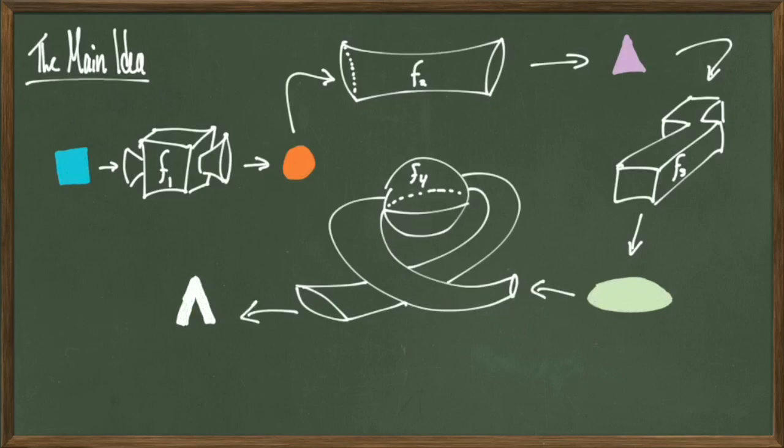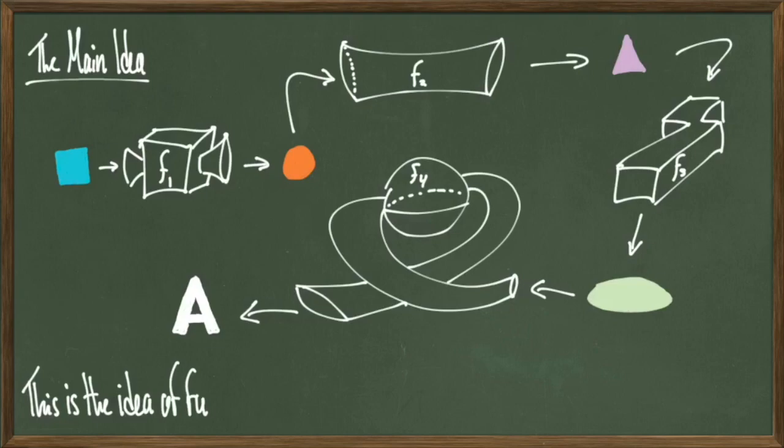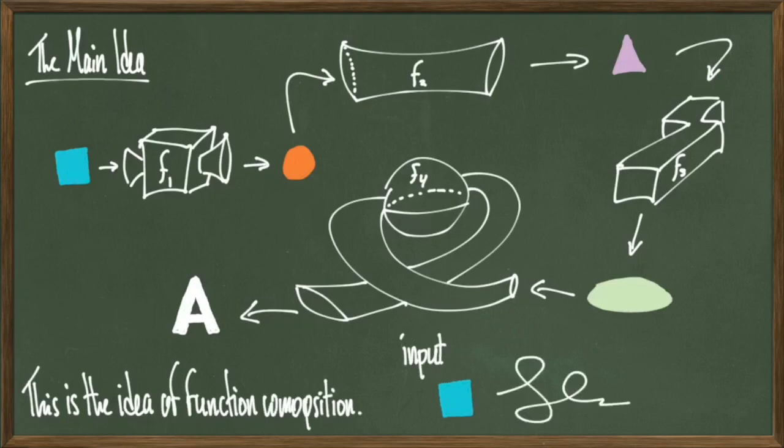I'll feed this into f3 to get a green oval, and I'll feed this into f4 to get a white A. So what I've done is at each step I've taken the output of one function and treated it as input for a new function. Looking at this whole collective process, this chain of functions took as input the blue square and outputted the white A. This is the idea of function compositions, where you're essentially combining multiple functions into one.